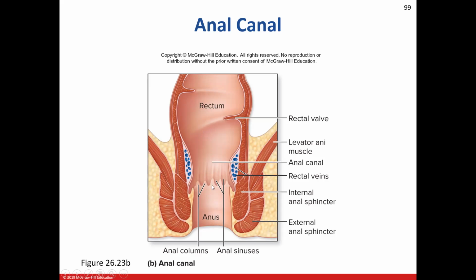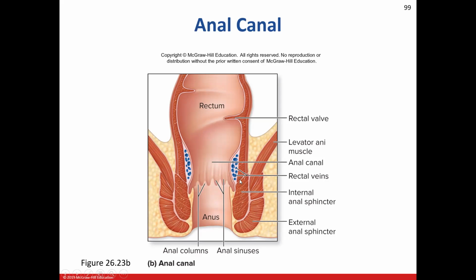And then when we get down here in the anus, you can see how you have these longitudinal ridges, and then in between you will have these depressions. Those are the anal sinuses where we produce the mucus.